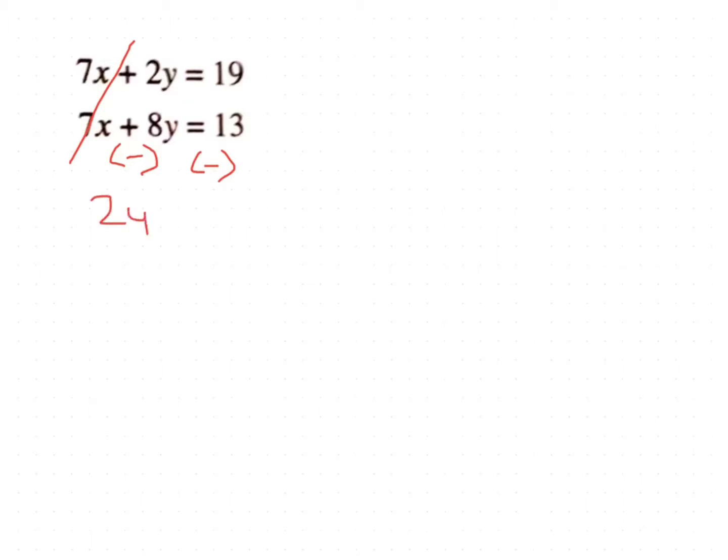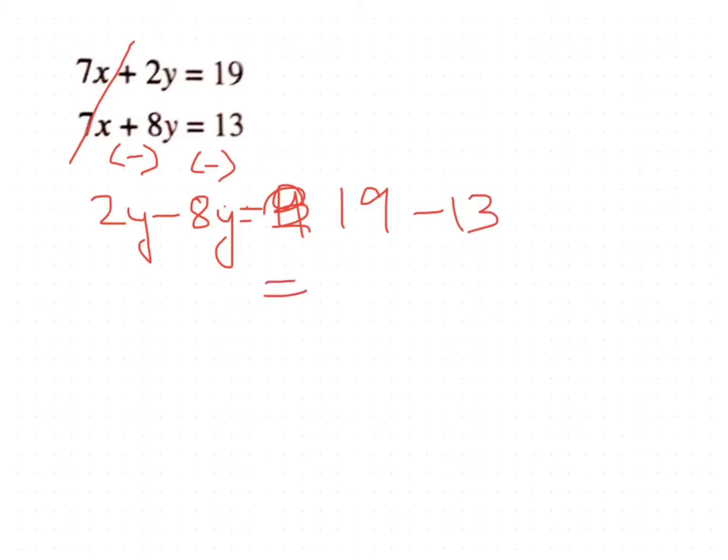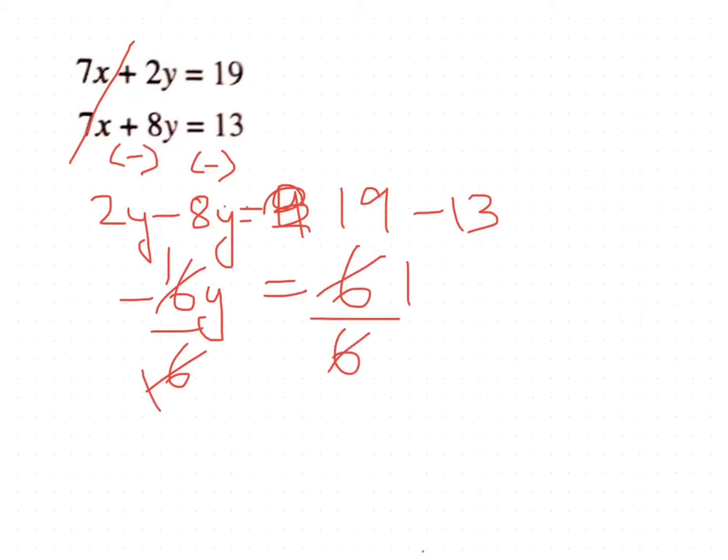2y minus 8y equals, then 19 minus 13. So let's solve this equation. For solving it, it will become minus 6y after subtracting it, and it will become 6. Now we have to simplify it. 6 divided by 6 equals 1, and 6 divided by 6 equals 1. So the value of y would be minus 1.